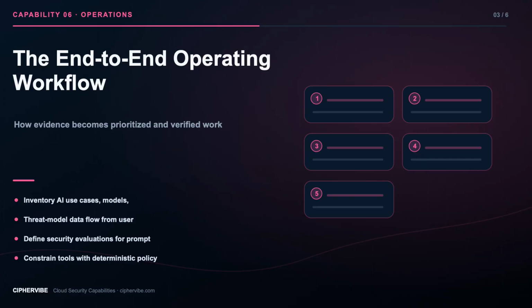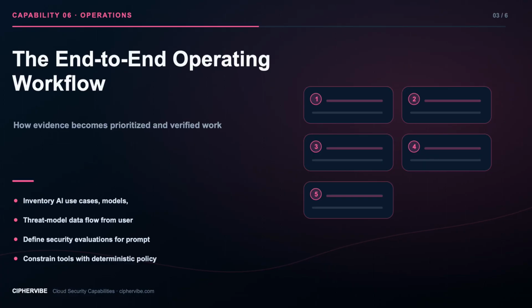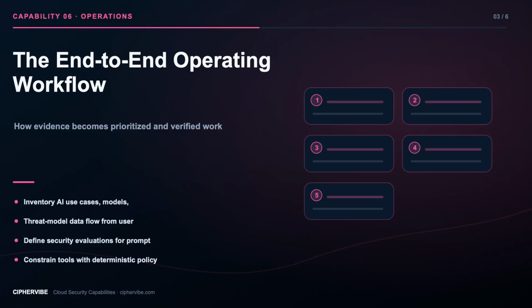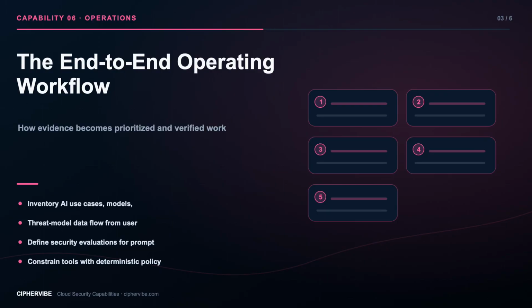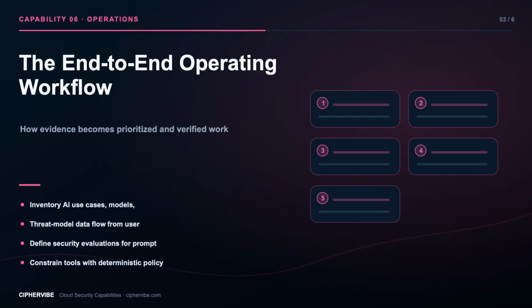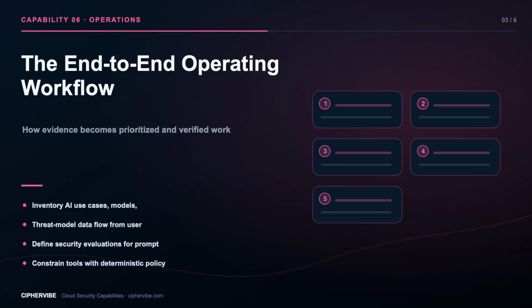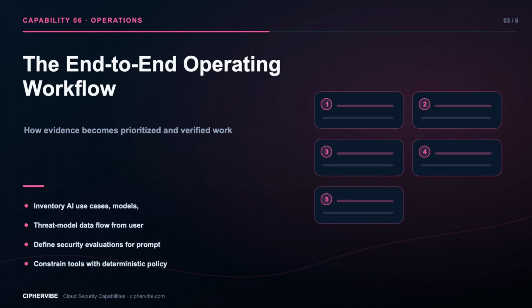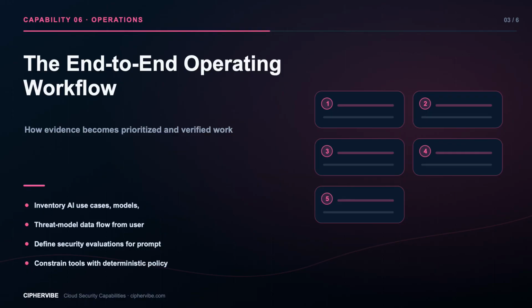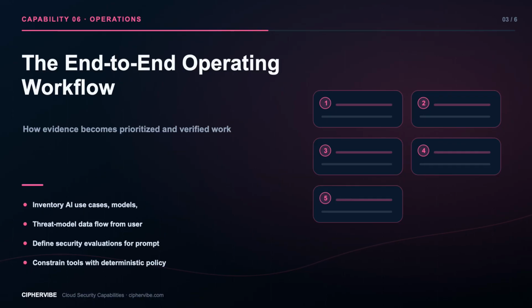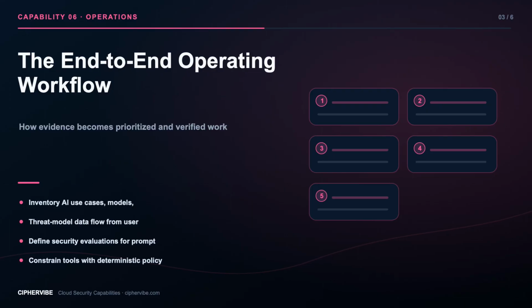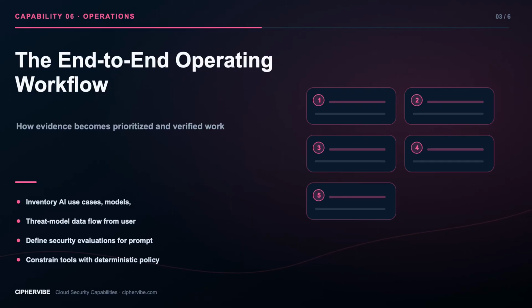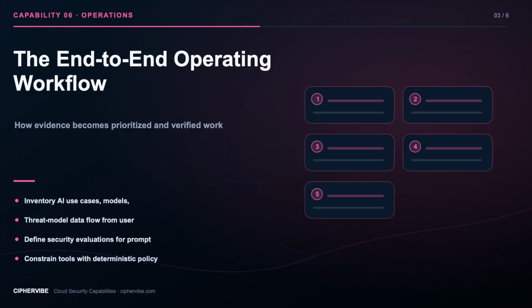Fourth, constrain tools with deterministic policy enforcement, scoped identities, validation, approval, rate limits, and transaction boundaries. Fifth, monitor prompts, retrieval, outputs, tool calls, policy decisions, abuse signals, and user feedback with privacy-aware retention. The workflow does not end when a ticket closes or an API returns success. Security closure requires fresh evidence showing that the risky condition is gone and does not immediately recur.